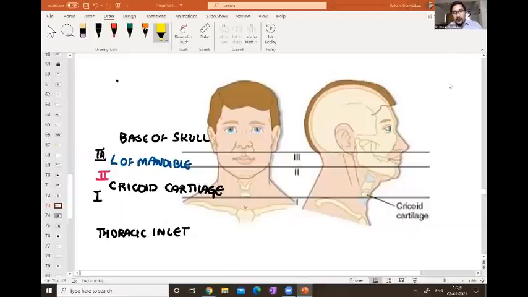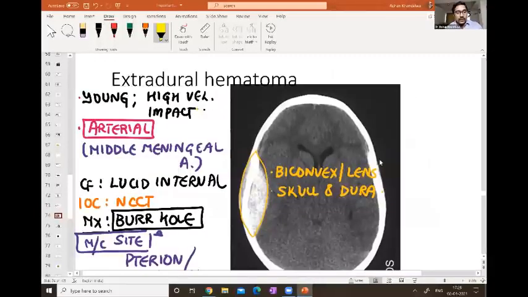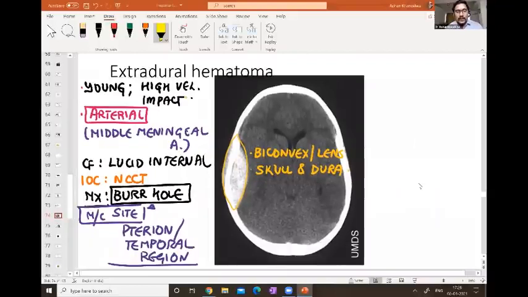Again, extremely important for the exam: extradural hemorrhage, subdural hemorrhage, you should be able to identify the CT scans. You should also know that NCCT, non-contrast CT scan, is the investigation of choice in patients with head trauma.